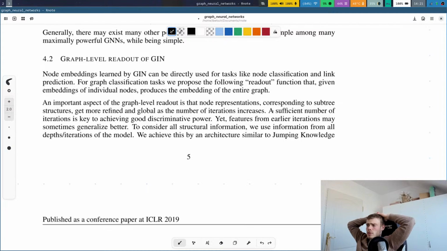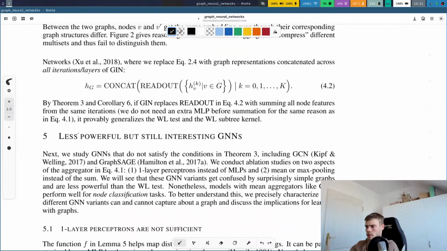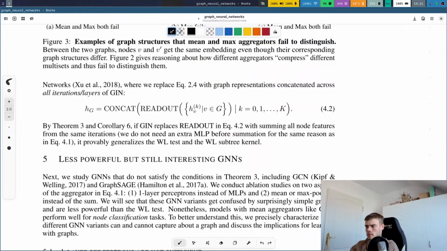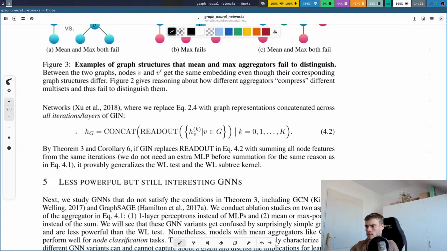To consider all structural information, we use information from all depths of iterations of the model. We achieve this by an architecture similar to jumping knowledge networks, where we replace equation 2.4 with graph representations concatenated across all iterations. Oh, they concatenate over all iterations.